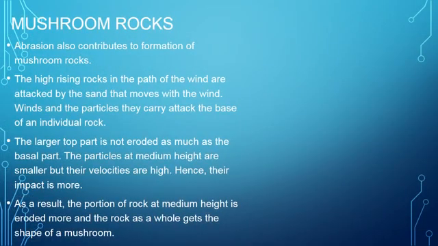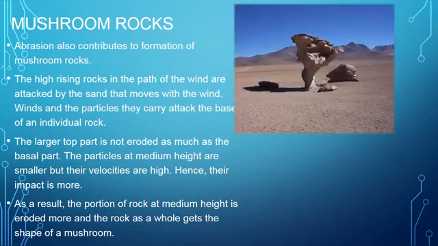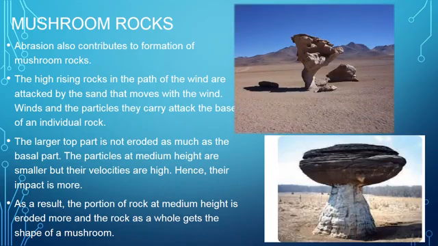Next is mushroom rock. As the name suggests, it looks like a mushroom, hence it is called mushroom rock. In the case of mushroom rock, the abrasion process is at work, the polishing of the rock. Here, high-rising rocks in the path of the wind are attacked by the sand that moves with the wind, and the wind and the particles it carries attack the base of the individual rock. If there is any rock in the path of the wind, that rock is eroded continuously because of the velocity of the wind.